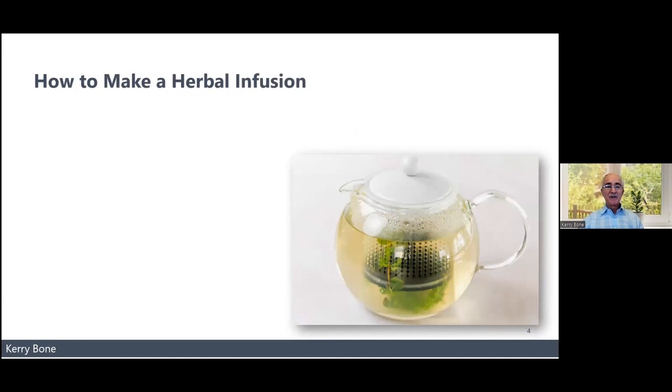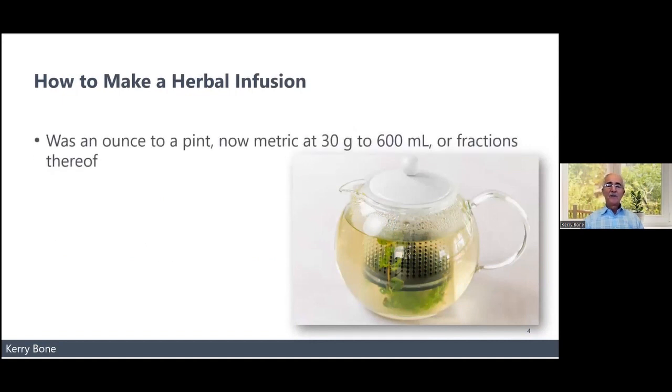So how do we make herbal infusions? Well, when I was a student in Tunbridge Wells way back in the early 1980s, I was taught it was an ounce to a pint. So an ounce of the dried herb, usually, to a pint of recently boiled water. Now we're metric, so that translates to 30 grams per 600 ml, but you don't necessarily want to make that much, so you can use ratios of that. So about 10 grams per cup. Now for a dried herb, that can be a considerable bulk.